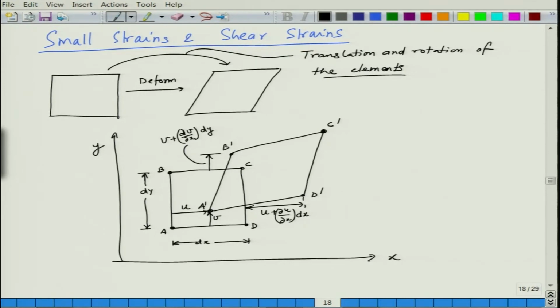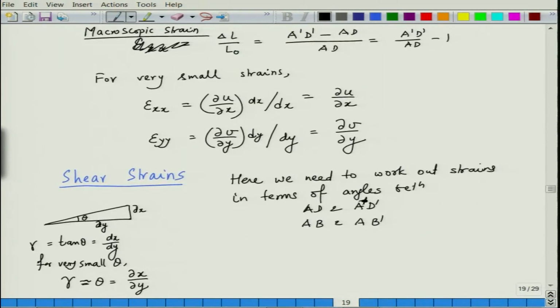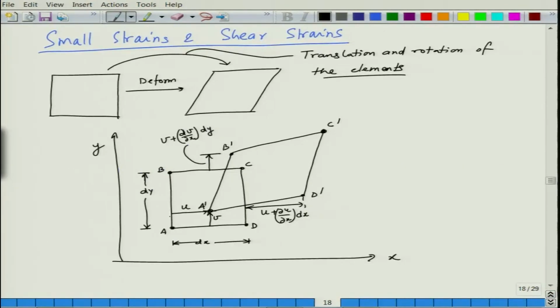Okay. So, if we do that, sorry, A prime B prime, it is not, let me just correct it. So, it is AD and A prime D prime and AB and A prime B prime, I am sorry. So, basically between this and that, between this and this.